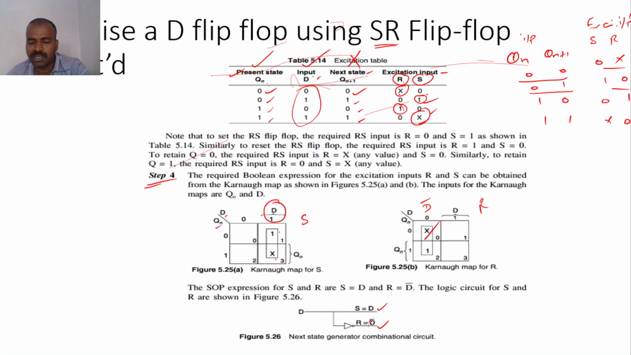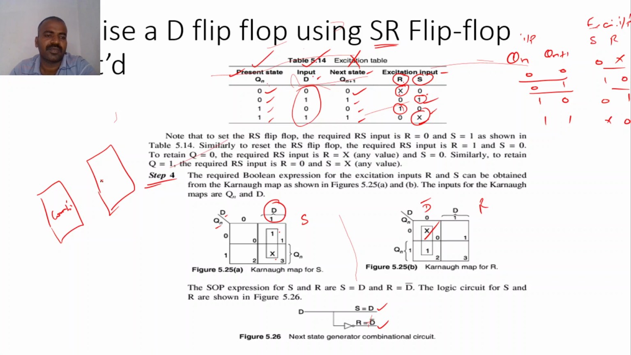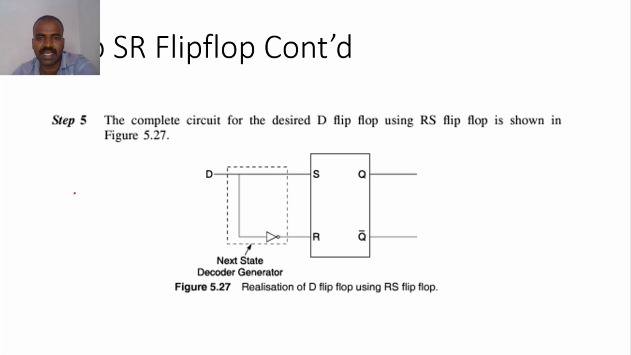So now as per the block diagram of the realization, the first one is the combinational circuit, that is the next state decoder, and the second one that is required is the given flip-flop. So here S and R are given, so S and R will come here. The S input is D, so D will come here, and the R input value is D bar, so here one NOT gate will come. So have a look at the next picture, you can easily understand.